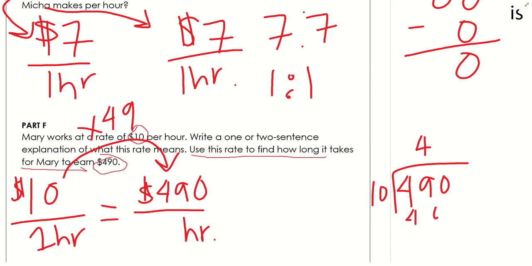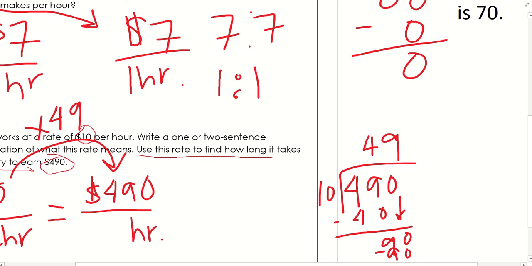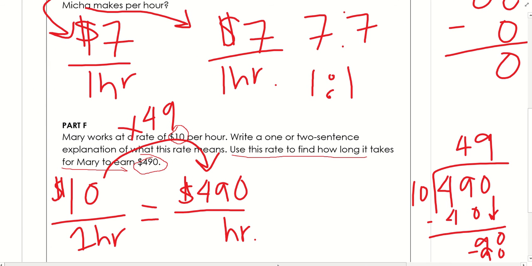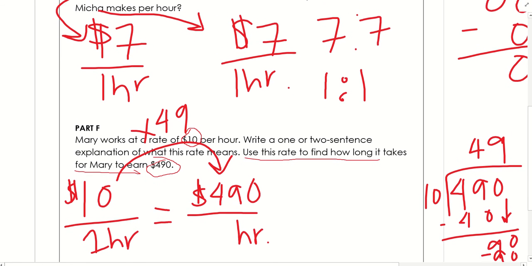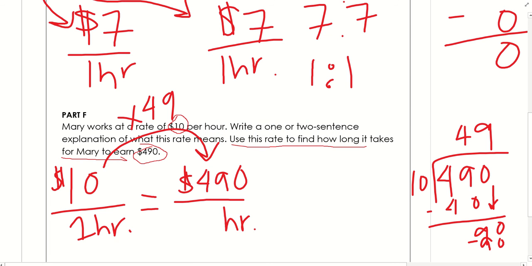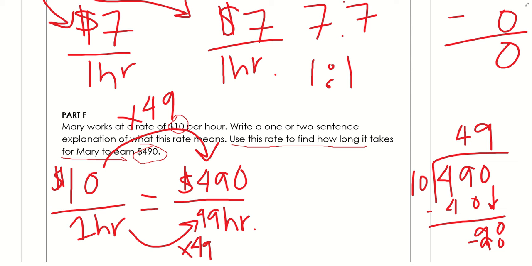10 times 4 is 40. Subtract and you get 9. Bring down your 0. 10 goes into 90 9 times. 10 times 9 is 90. Subtract and you get 0. But you do not have to do long division if you already know what the answer is to this problem. If I multiply my numerator by 49, I also have to multiply my denominator by 49, which means that it will take me 49 hours to make $490.